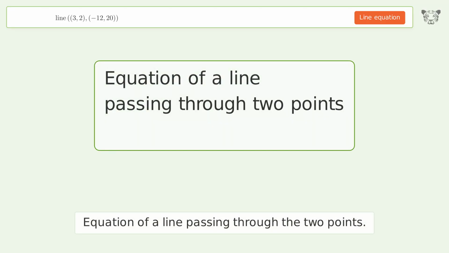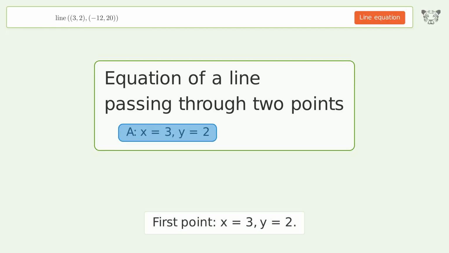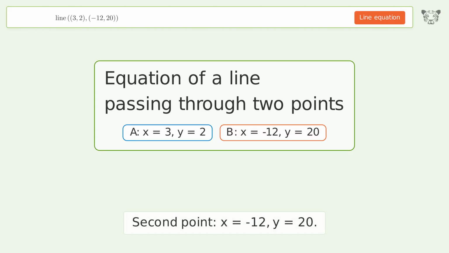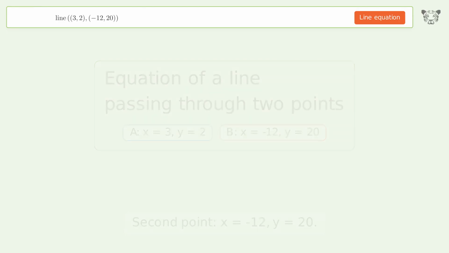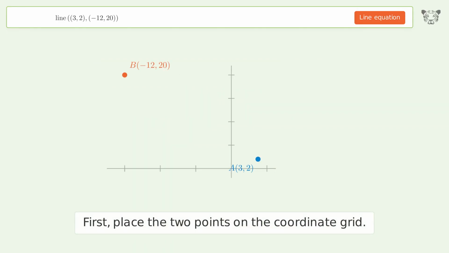Equation of a line passing through 2 points. The first point has x equals 3, and y equals 2. The second point has x equals -12, and y equals 20. First, place the 2 points on the coordinate grid.